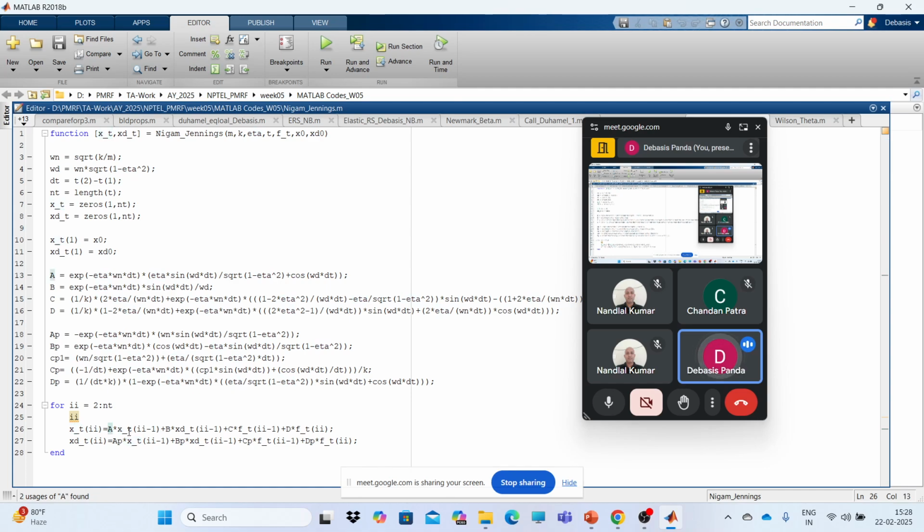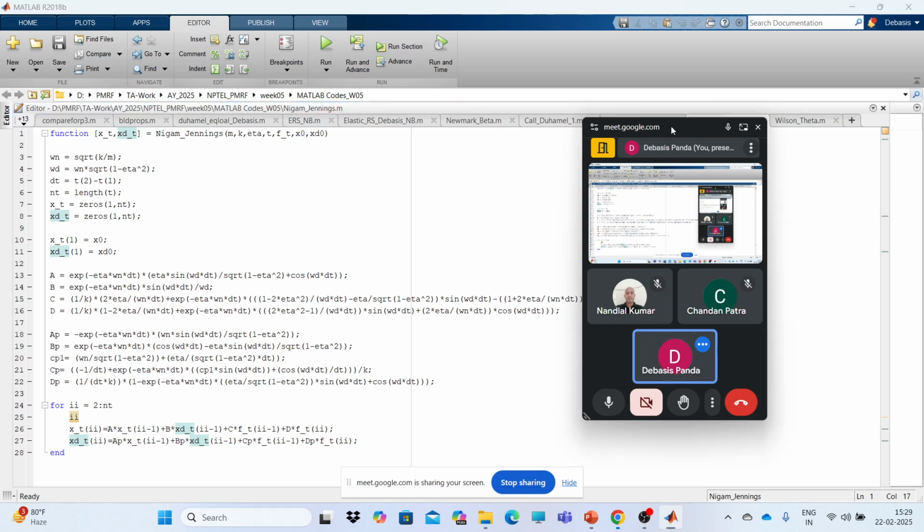Now as per the Nigam-Jennings method, my displacement at time point i plus 1 is nothing but a multiplied by x i, plus b multiplied by x dot i, plus c multiplied by the forcing function at i, plus d multiplied by the forcing function at the next point. And x dot similarly. So if you have this function file and provide these inputs, it will give you the responses: x of t as per the Nigam-Jennings method, and x dot of t, that means the velocity. That means you will have the displacement and the velocity at different time points.